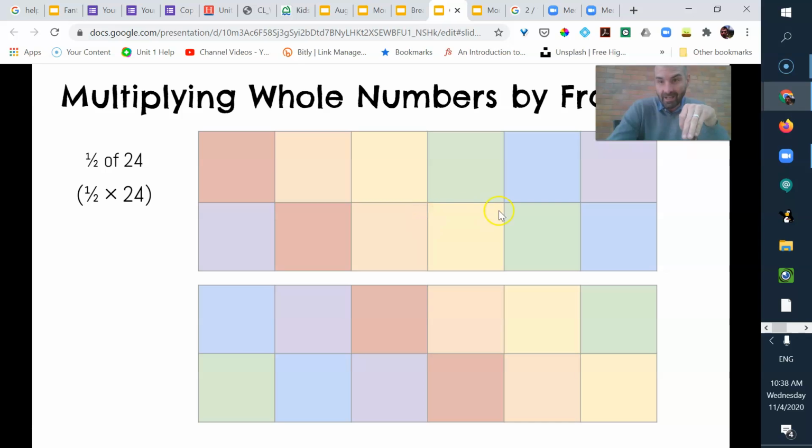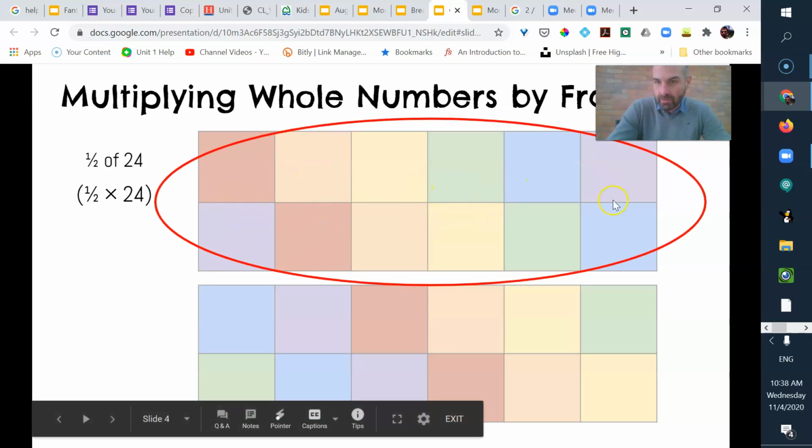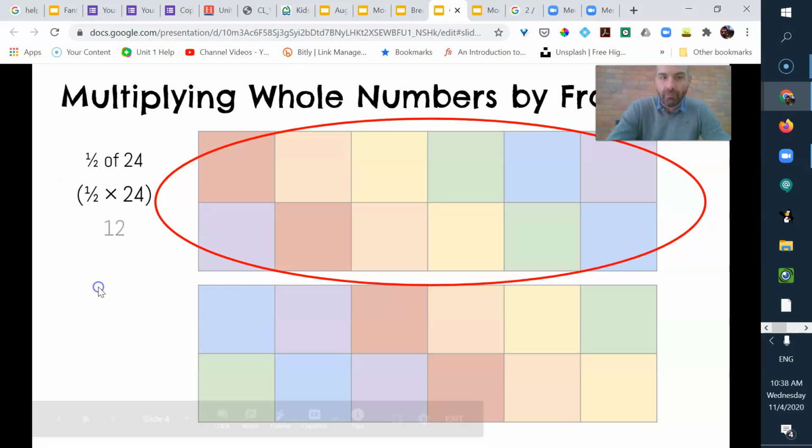Okay, and what is that? What is the total? Well, it's 1, 2, 3, 4, 5, 6, 7, 8, 9, 10, 11, 12. So half of 24 is 12. So you've just learned how to multiply. What do you think? Pretty cool, huh? Pretty awesome. Let's look at another one.